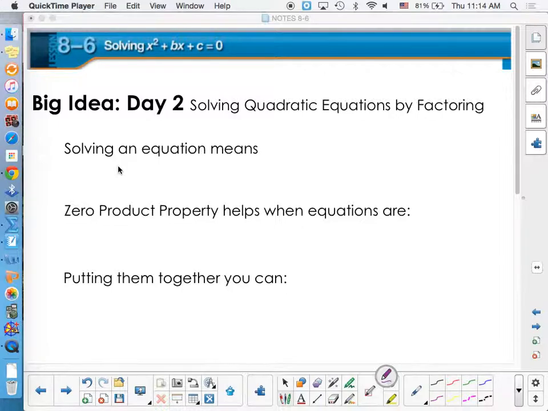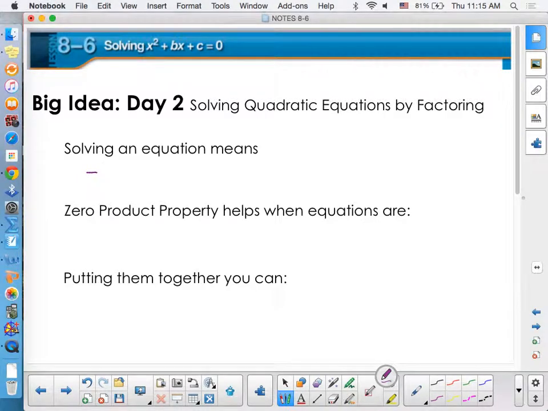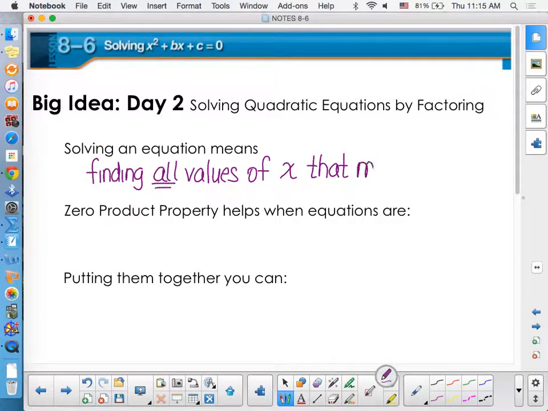Solving an equation means, and you know this, finding all values of a variable, x, that make the equation true. That means when I put that in, both sides are equal to the same number. The variable could be x or any other letter.